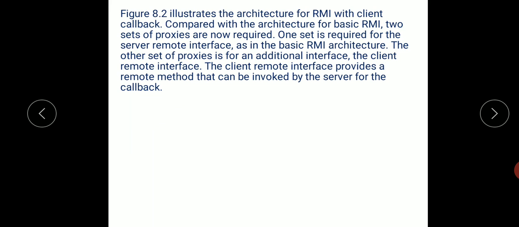So there is a figure, it illustrates the architecture of RMI with the client callback. Compared with the architecture for basic RMI, two sets of proxies are required. Already you have seen in the previous chapter, that is our basic RMI, the two sets of proxies are required. One set is required for the server remote interface as in the basic RMI architecture. The other set of proxies is for an additional interface, the client remote interface.